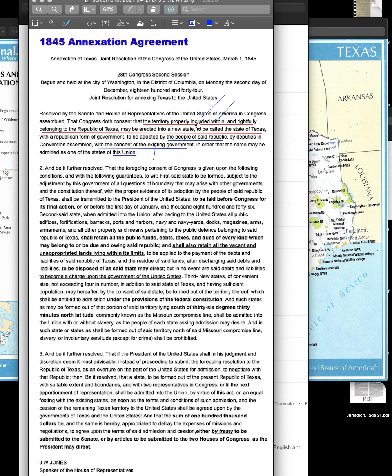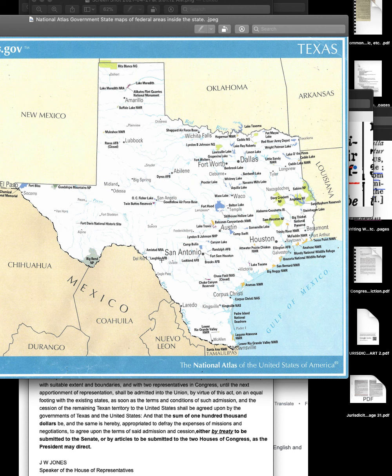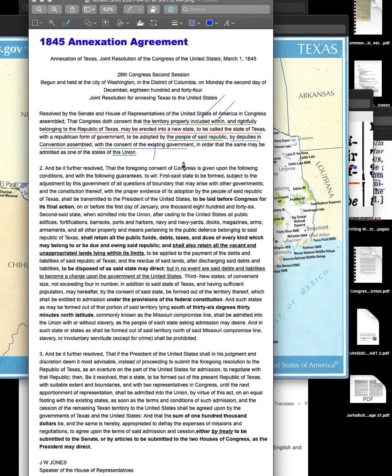So the territory properly included within and rightfully belonging to the Republic of Texas may be erected into a new state. So it's not all the territory. It's not the entire state. It's only the territory that they ceded. Only the territory they gave up, these little pieces of land, to erect a new state. Okay, it's called State of Texas, with a Republican form of government.